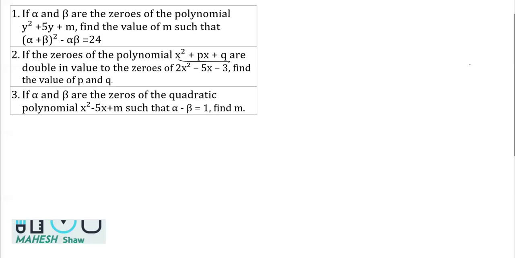In this video, I've taken 3 questions from the chapter Polynomial, class 10th. Now, in the first question, it says that if alpha and beta are the zeros of this polynomial, we need to find the value of m such that alpha plus beta whole square minus alpha beta is equal to 24. Now, the polynomial is y square plus 5y plus m.